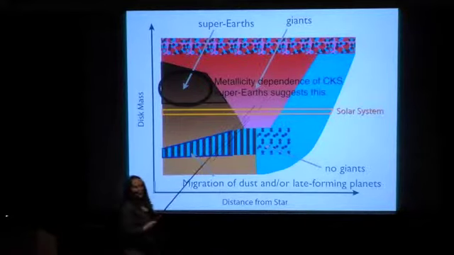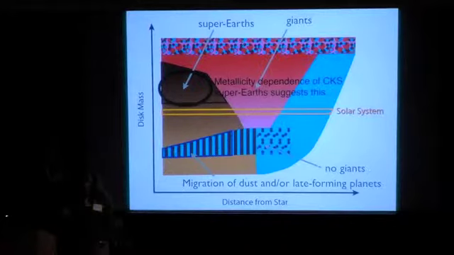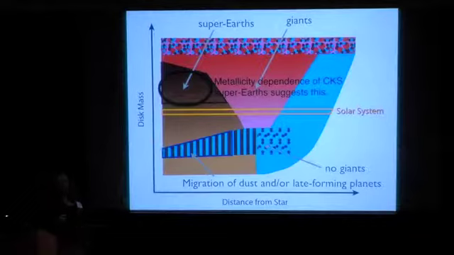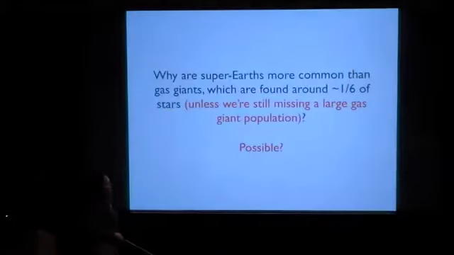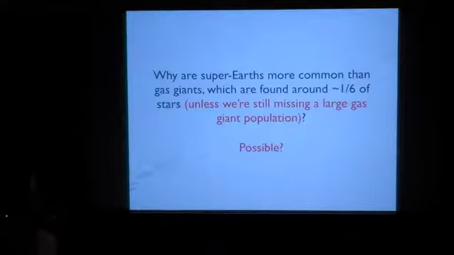Okay, so you can always say, well, there's not just one parameter, there's more than one parameter, and of course, that could well be right. But what I want to suggest is that actually maybe there are a lot of gas giants. Maybe we're just missing a large gas giant population out at large distances.